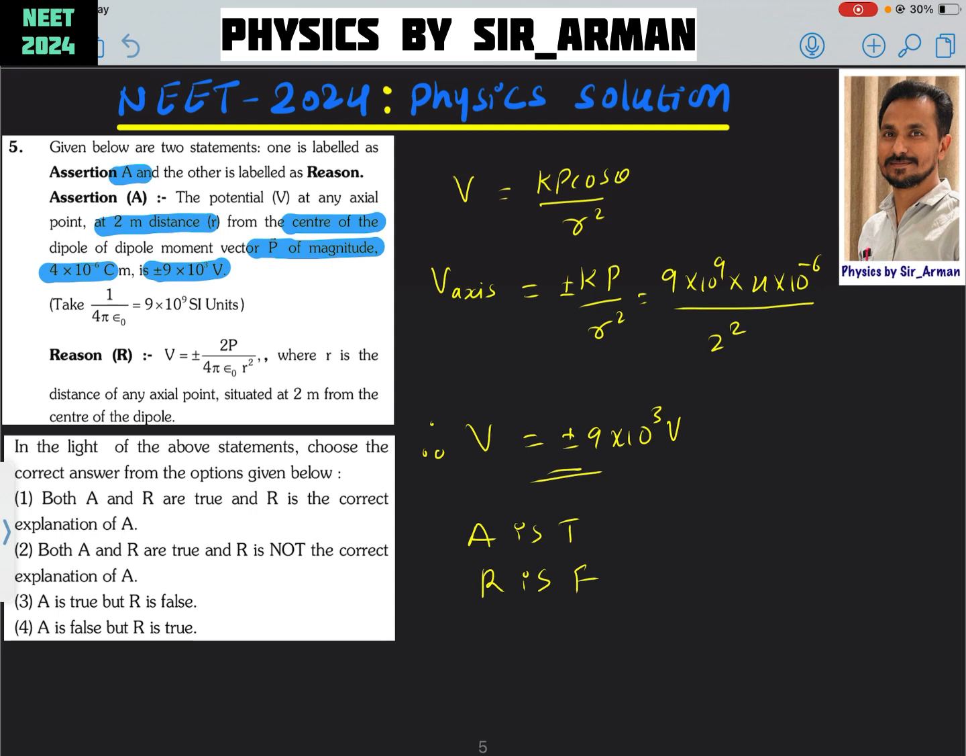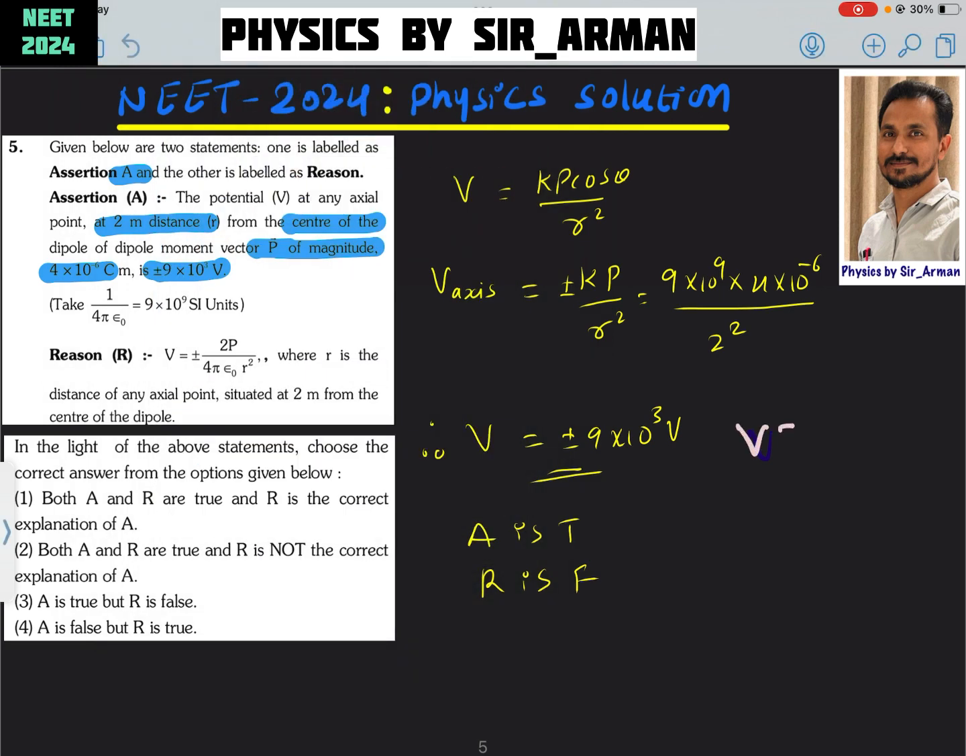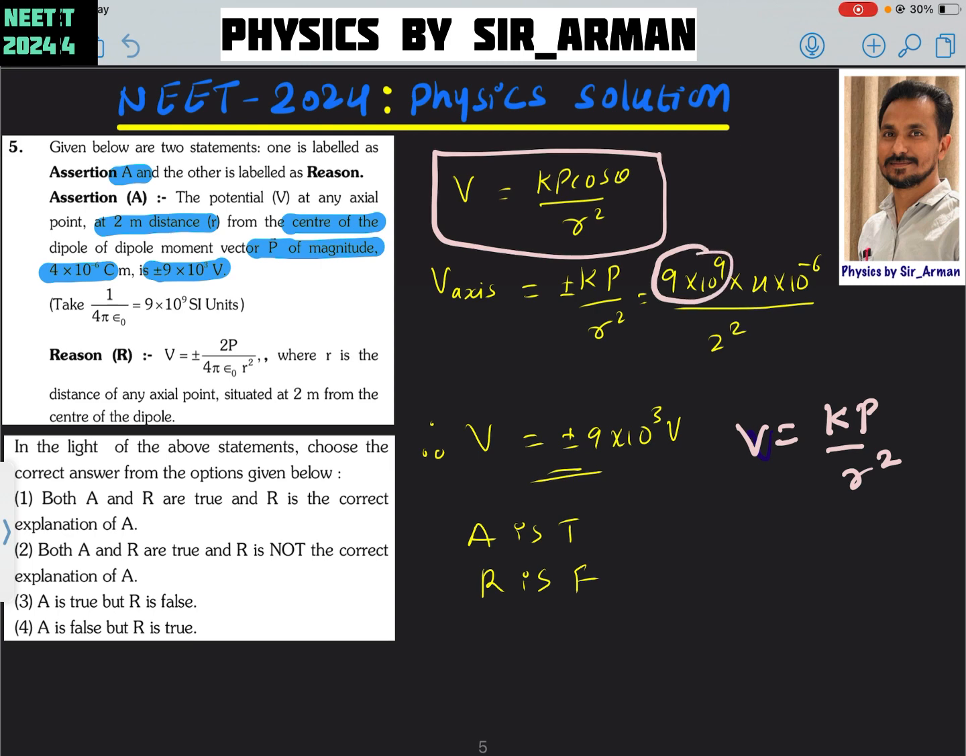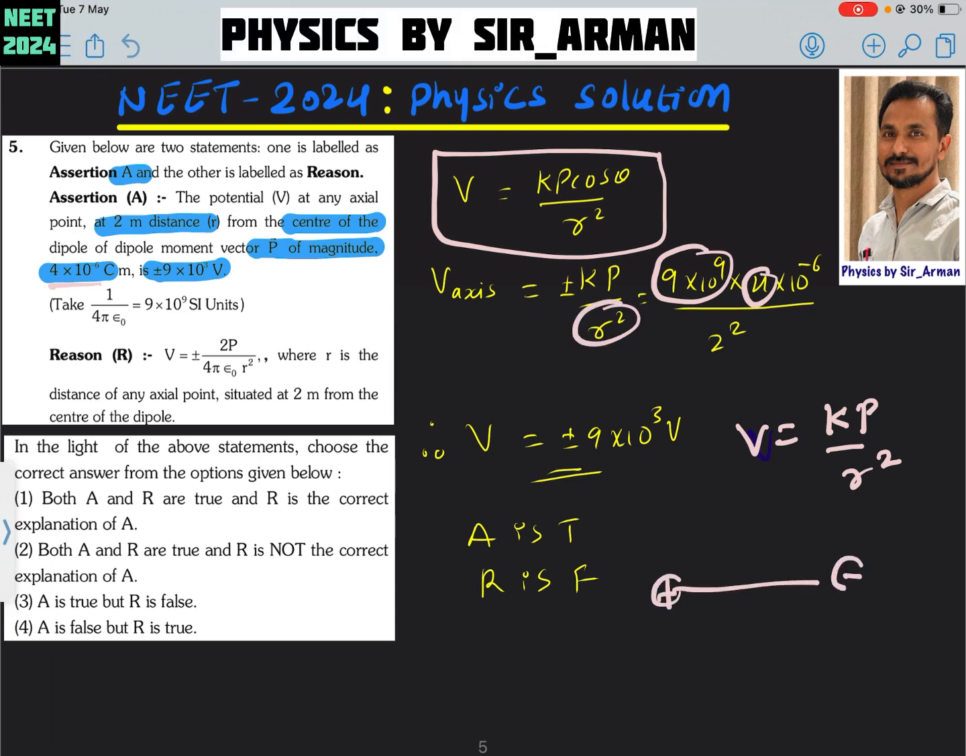For a dipole, the general equation according to our textbook is V equals Kp by r squared. This is the equation for the potential due to a dipole, and this is the equation given in the other book. Here K we can write as 9 into 10 raised to 9, P is given, and r is the distance. If you have a dipole with a positive and a negative charge, then at a distance of 2 meter from the center, the electric potential that we obtain using this equation is 9000 volt.